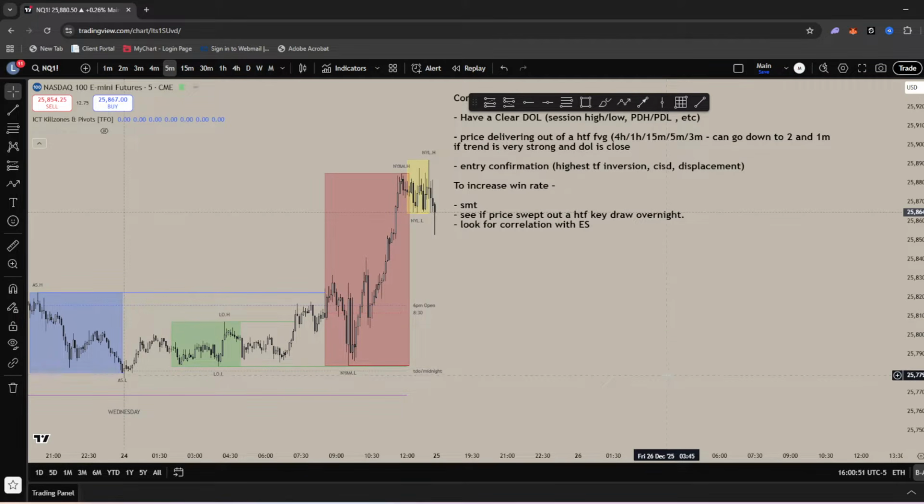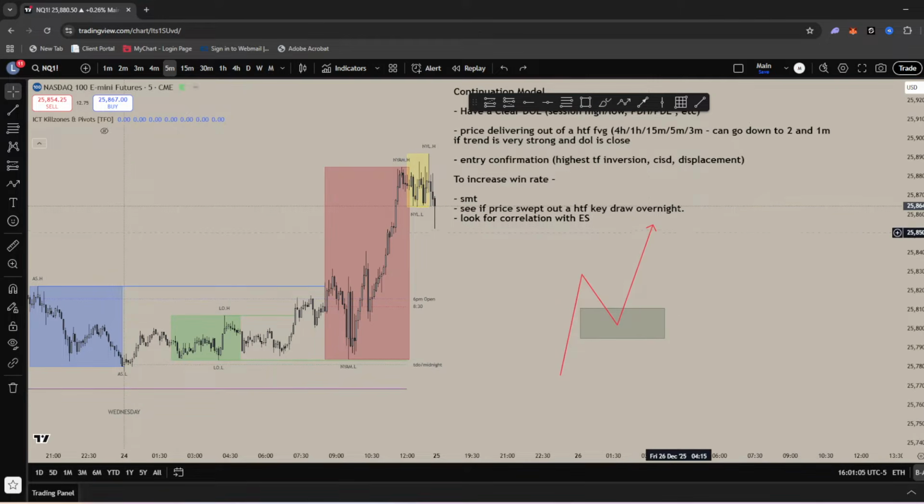From there, once price is in that higher time frame gap, here, let me bring this visual back up. Once price is in this higher time frame gap, you're going to want to get an entry confirmation. So this could be the highest time frame inversion between the 1 to the 5 minute. You could be looking for a change in the state, or you could just be looking for a strong displacement candle. So again, running through this example again, let's just say right here we have our draw.